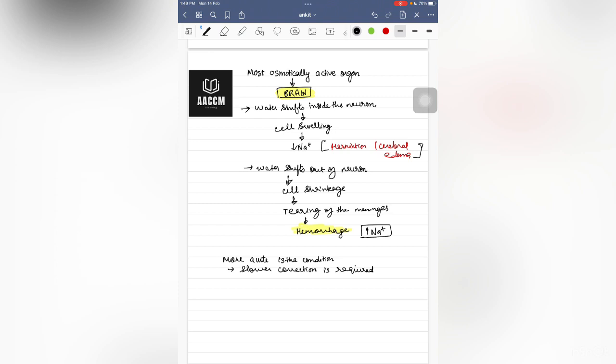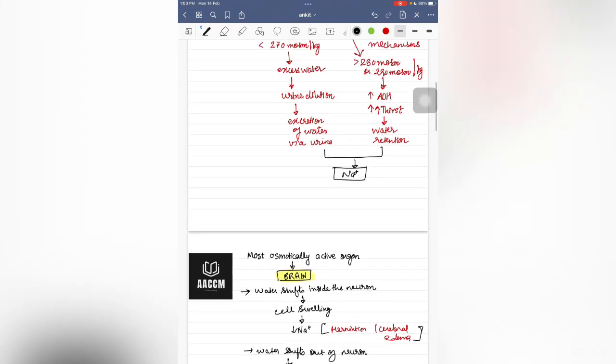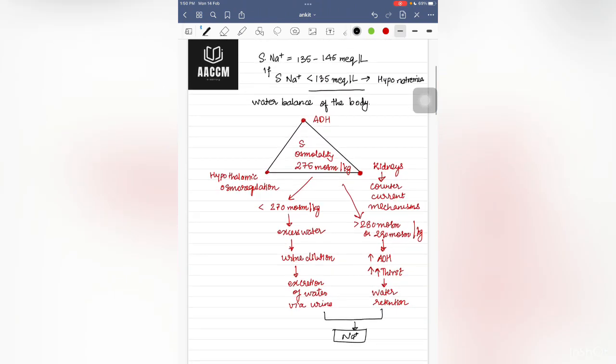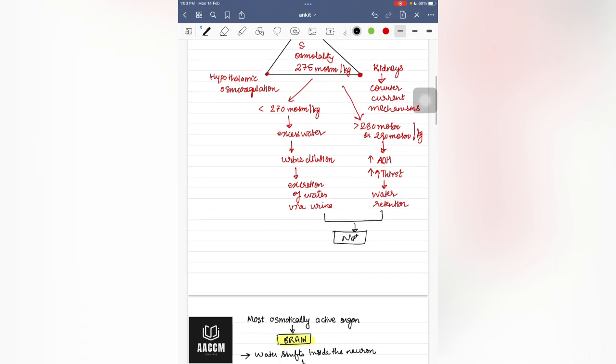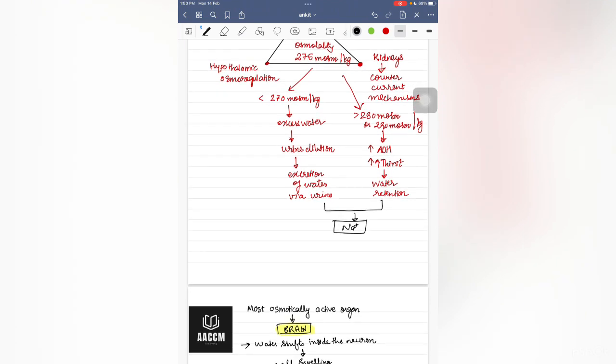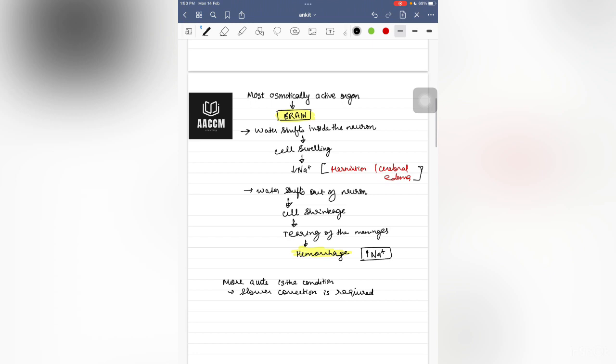Because the neurons generally take some time to adapt to these kinds of gradual changes in the body. Suppose somebody is having hyponatremia or any kind of ion disturbance in the body, the brain generally takes around 48 hours. This thing we should remember. We will discuss this when we discuss the chronicity of hyponatremia later. This is what I was talking about: the general conditions about hyponatremia, the definitions, the water balance, how osmotically active organs work, and what happens when there is cell swelling or cell shrinkage.